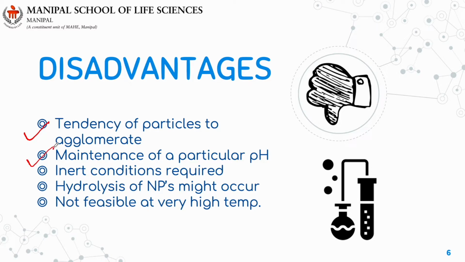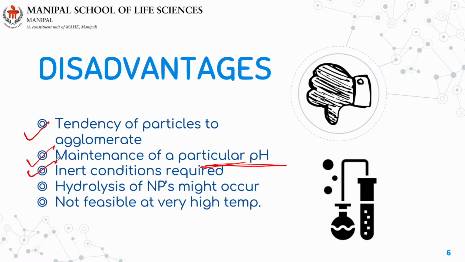Now the second disadvantage is maintenance of a particular pH. We need to maintain a particular pH. Like in the example we took, we had to maintain a pH of 10. Even while heating the solution, we had to maintain that particular pH. So it's a tedious process to maintain that pH. So it's a disadvantage.